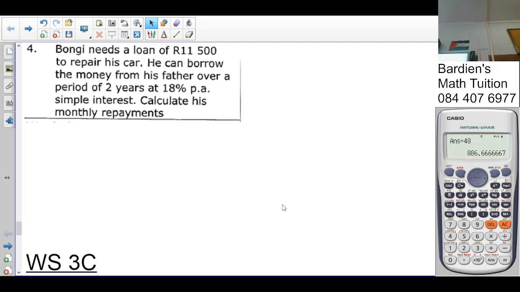Bongi's driving a very expensive car. No? I want to be friends with Bongi. Okay, relax. No, you all want to meet Bongi now.